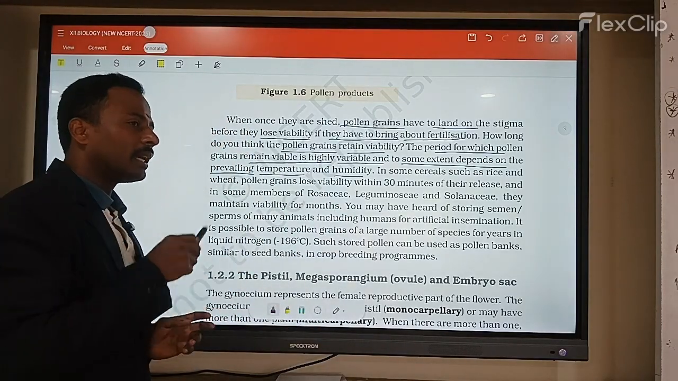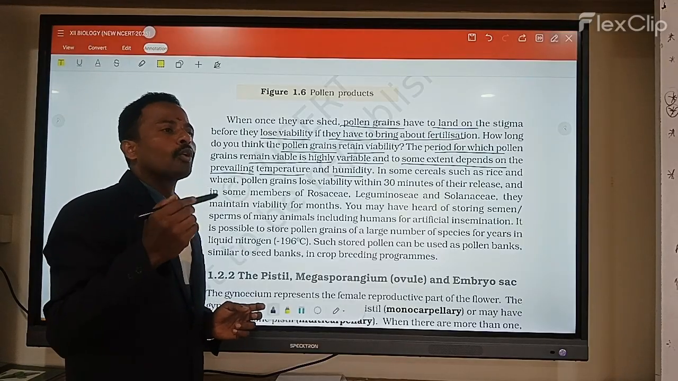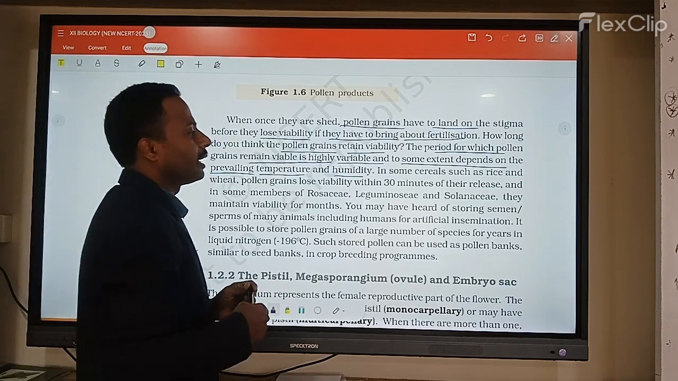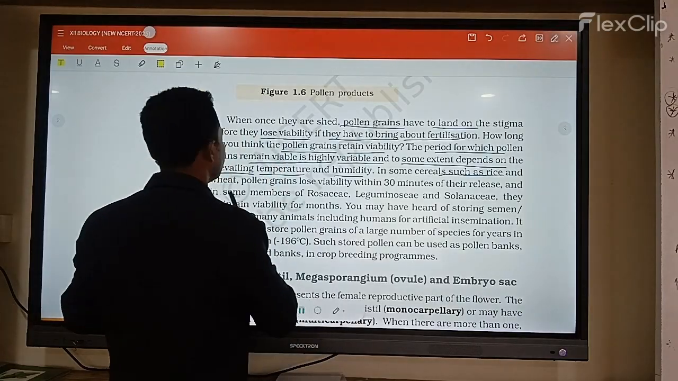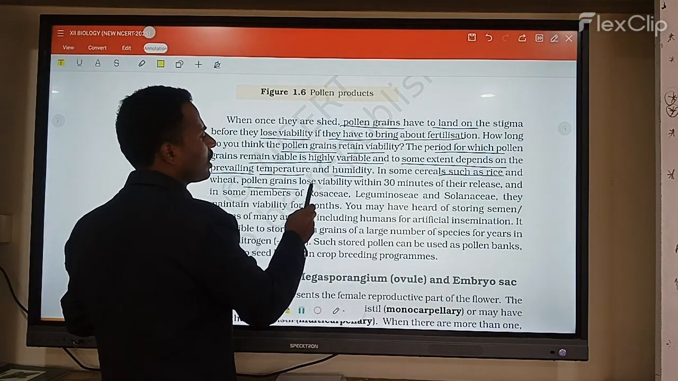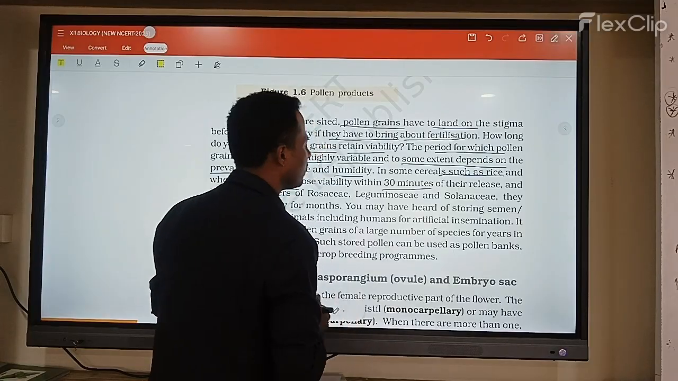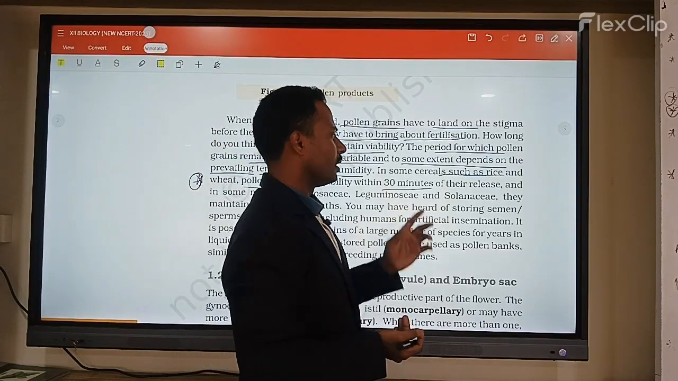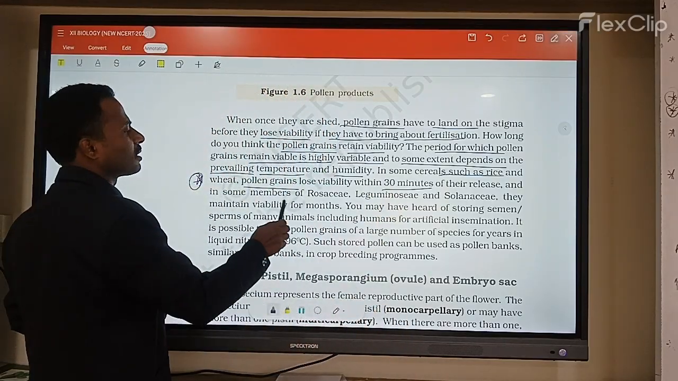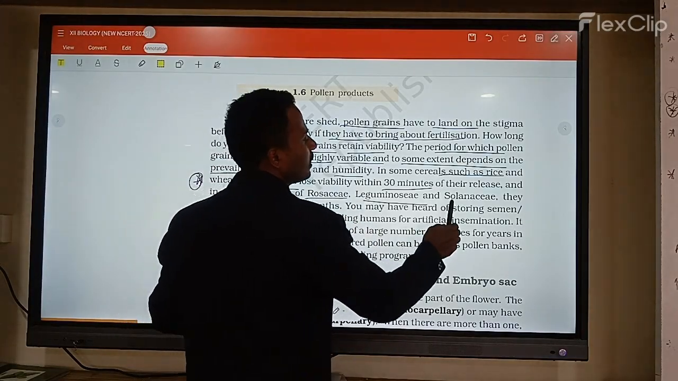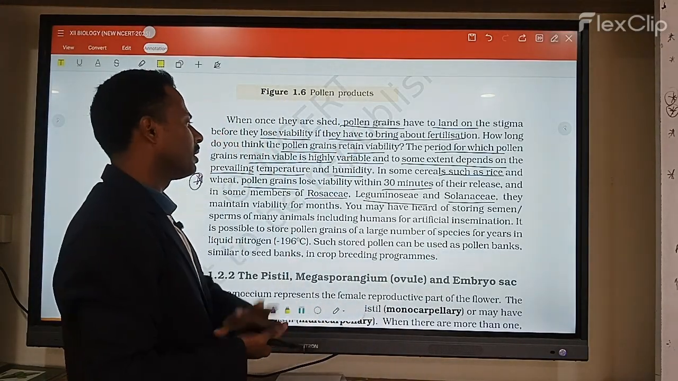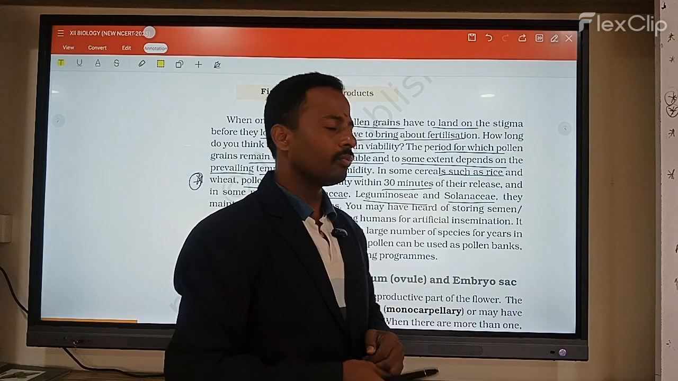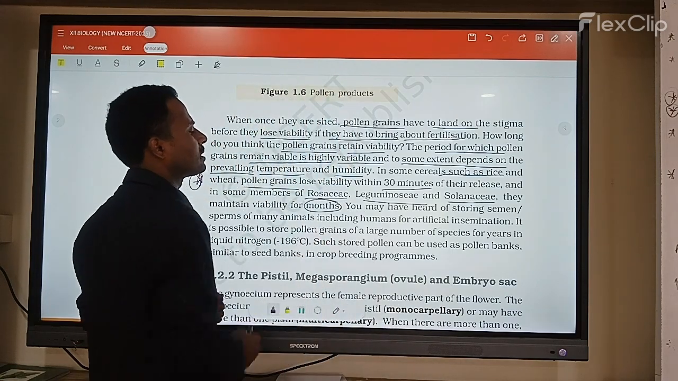Since the sporopollenin is present, the pollen grain is completely protected. In some cereals such as rice and wheat, pollen grains lose viability within 30 minutes of their release. This is very important: pollen viability is only 30 minutes in wheat and rice. And in some members of Rosaceae, Leguminosae and Solanaceae, pollen viability lasts for months.